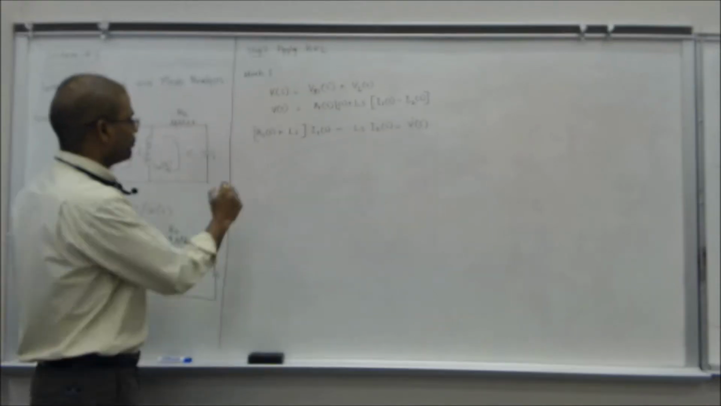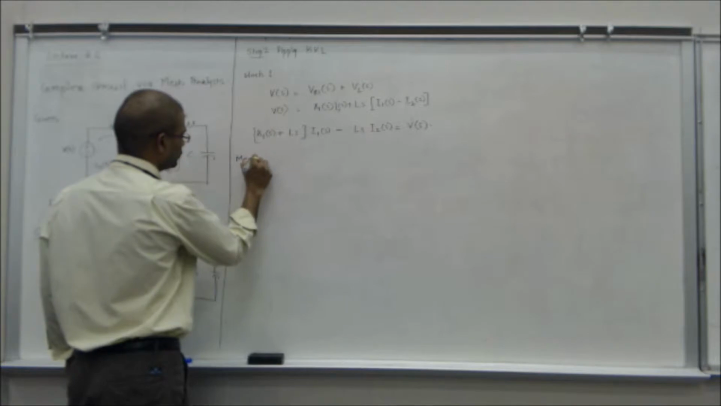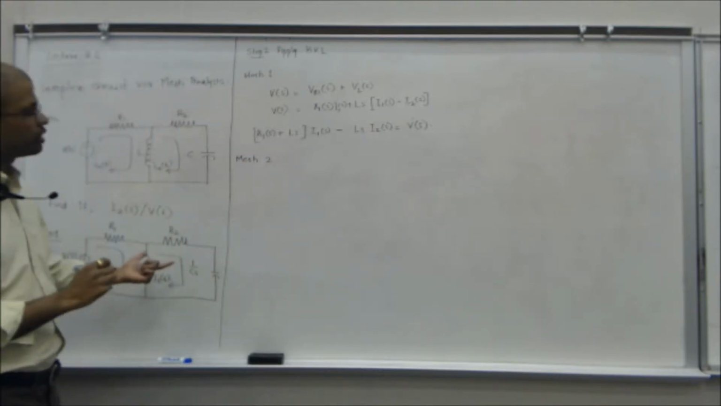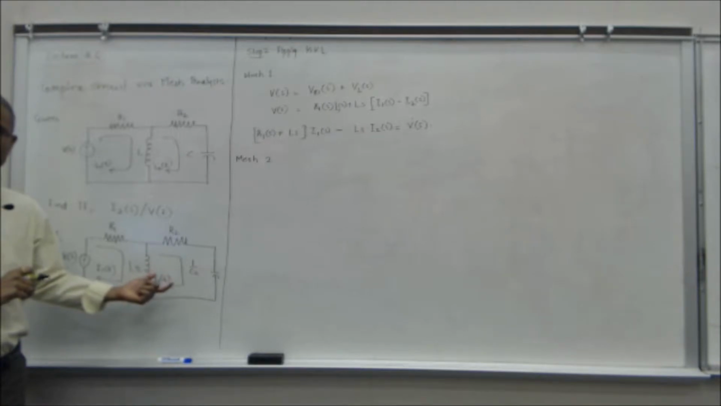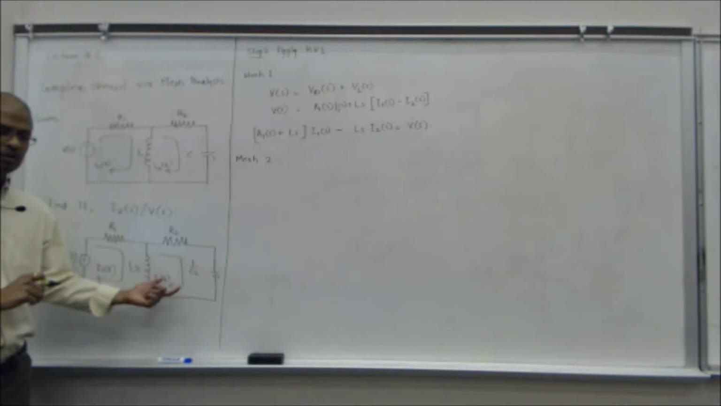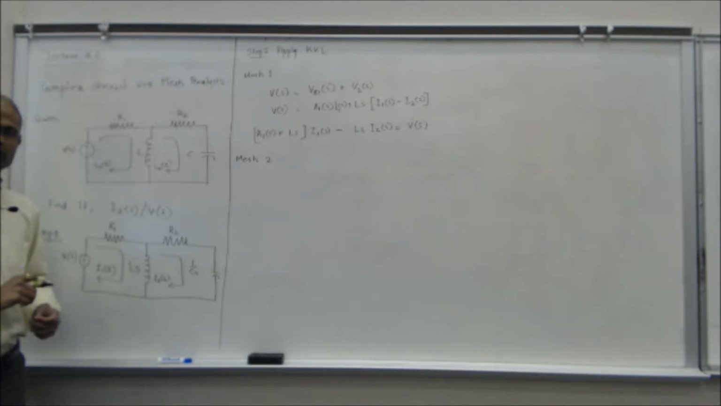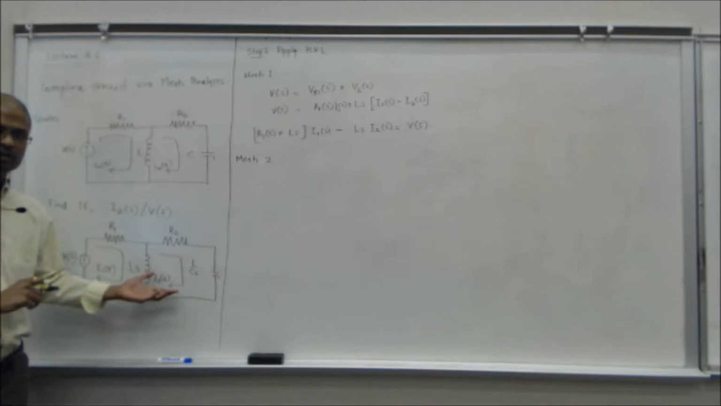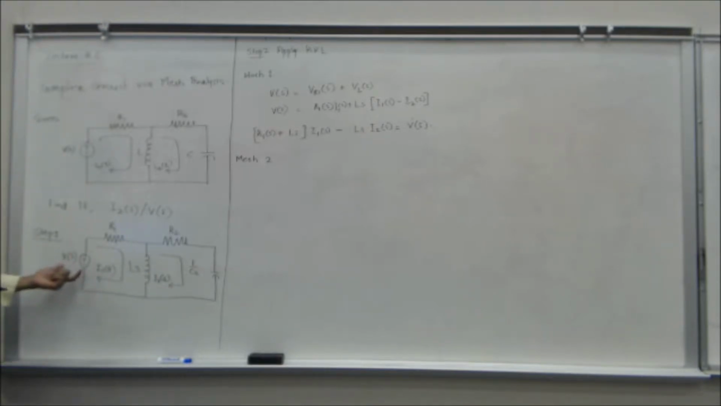Okay? Mesh 2. Again, what you're going to have is, what is the applied voltage here? In V of S, it will be in mesh 2. There is no applied voltage here. Voltage is applied to this mesh, right? Okay. This is the applied voltage. To this mesh, there is no applied voltage. So you just set it equal to zero.